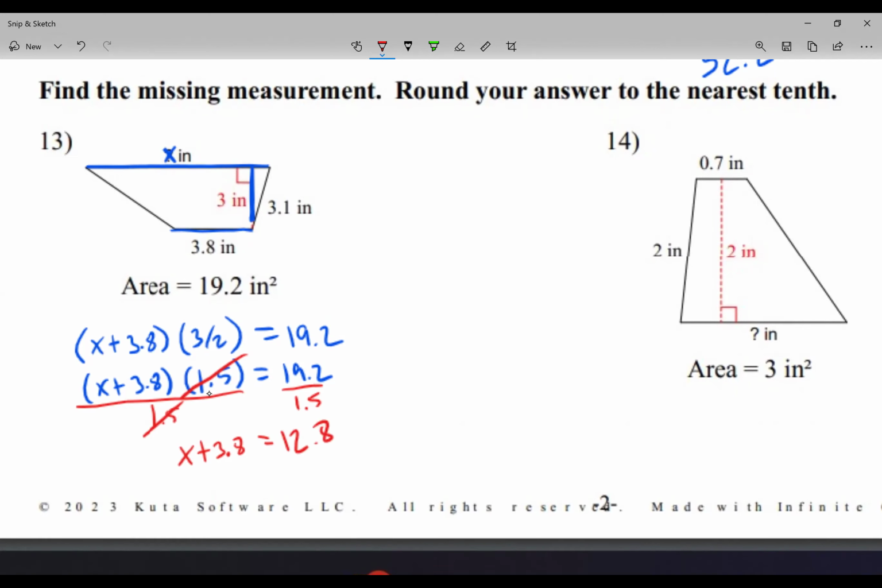Okay, now to get the x by itself, the plus 3.8, let me move it to the other side as a minus 3.8. Now 12.8 minus 3.8 is 9. So x is equal to 9.